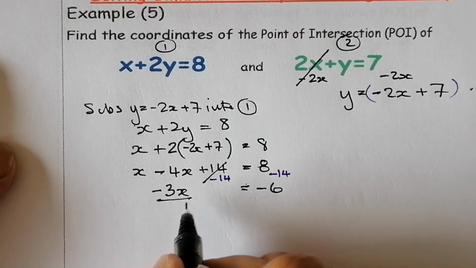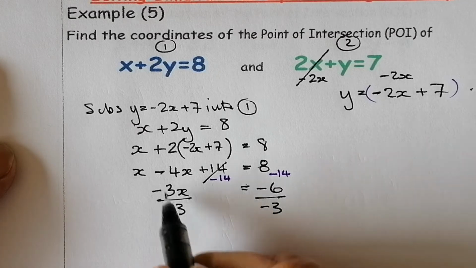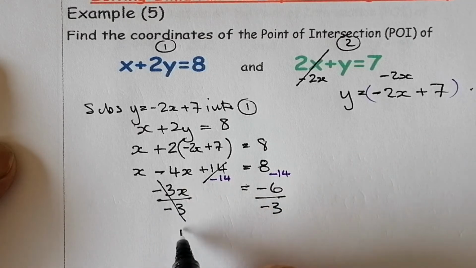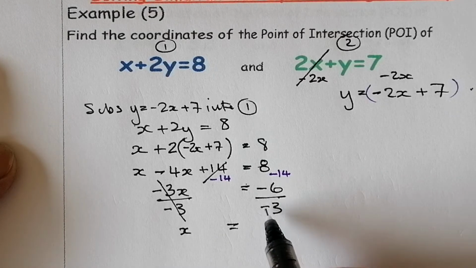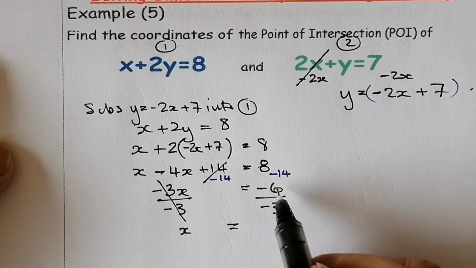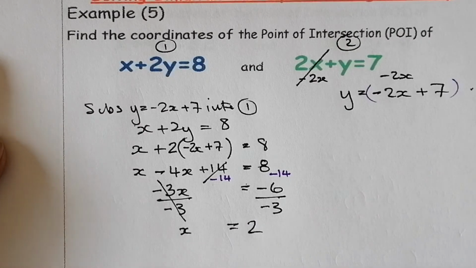So I'm going to divide both sides now by the minus 3, or a negative 3. So these will cancel, okay, leaving me with x on its own at this side. And on the right hand side, I've got two negatives, so they'll make a positive, and 6 divided by 3 will give me 2. So my x value is 2.